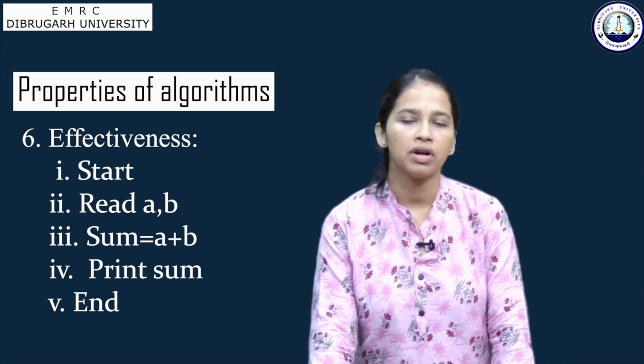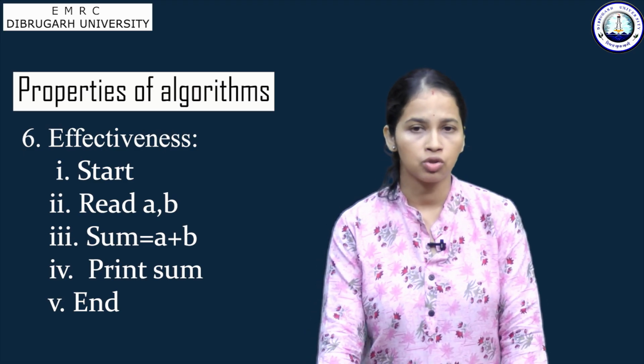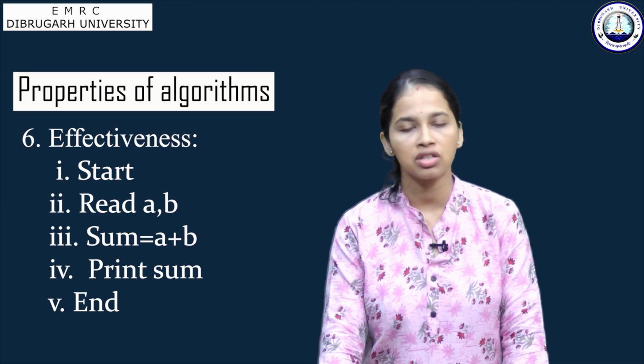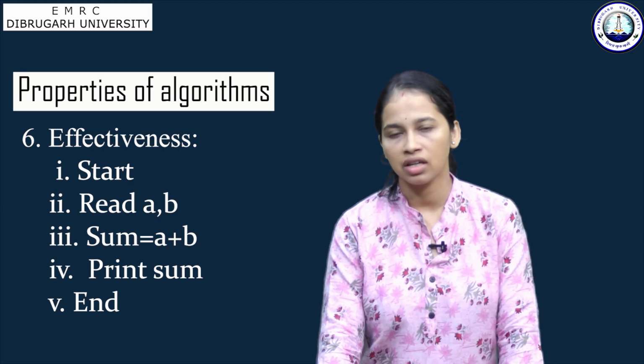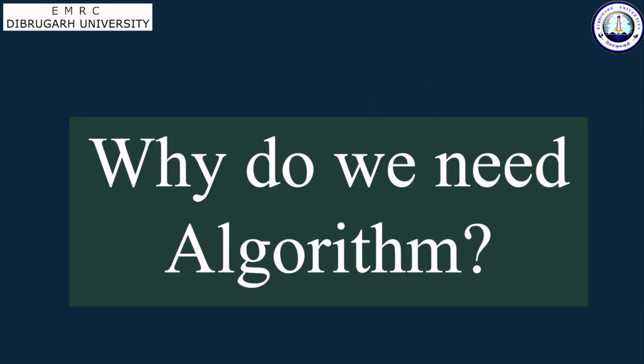So, these are the properties that make an algorithm. Not all written instructions are algorithms. To make it an algorithm, we have to specify all these properties. Now see why we need an algorithm.